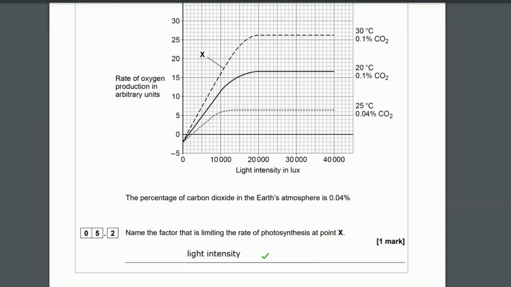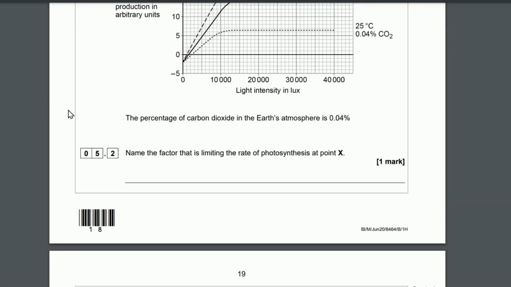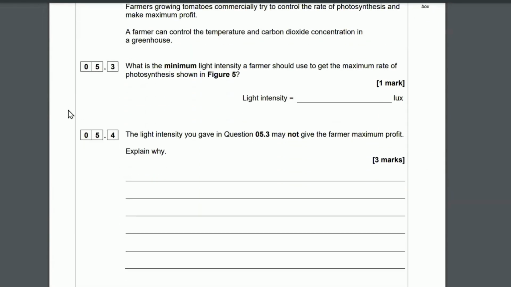It's important you know how to read these light intensity graphs, and if you practice all the past papers before your GCSE exam, you'll have had a go at a few of these questions and you'll be totally fine and prepared. So make sure you do all the past papers.